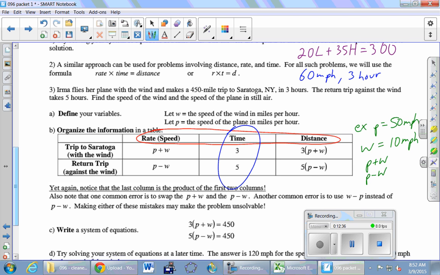And then we need our two equations. You can see there's no total row, no bottom row here like before. But we know the distances. How long was the distance between Saratoga and the other city? It's 450 miles. So this 3 times P plus W is going to equal 450. And this one is also going to equal 450. It's the same distance regardless of which direction. Yeah? Okay, so those are our two equations down there.